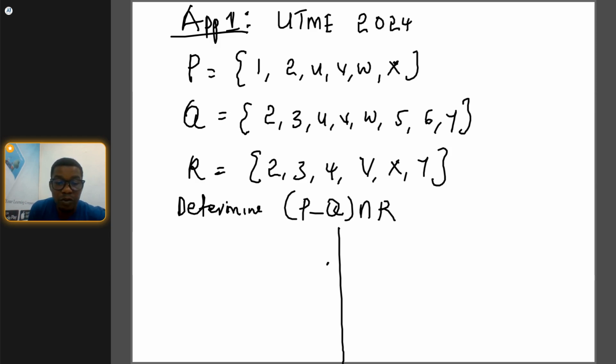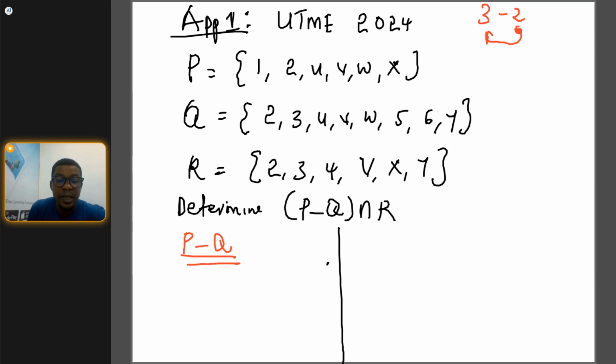The first thing we have to do is to break down the question. P minus Q is what we should go for first. Let's solve for P minus Q. It's just like the normal subtraction we do in mathematics. If you have 3, you take away 2 from 3. So I'm taking away Q from P.